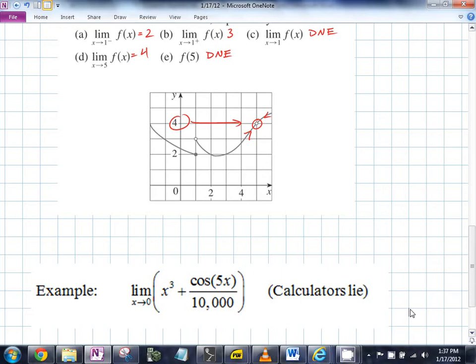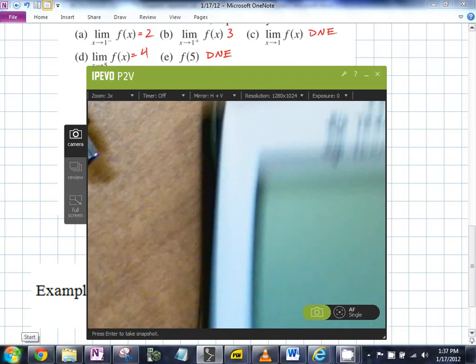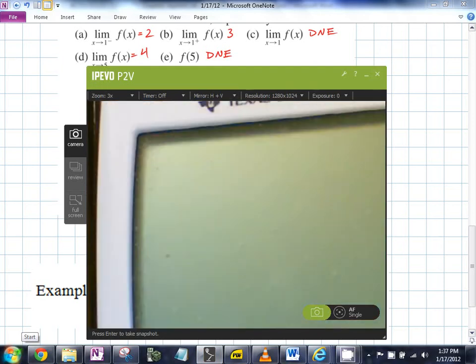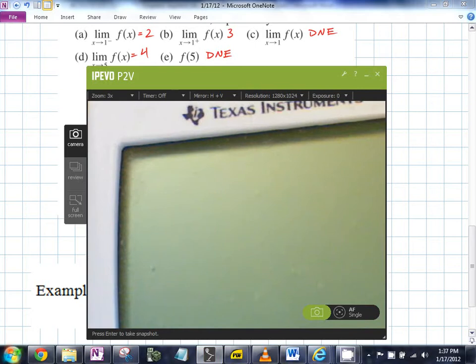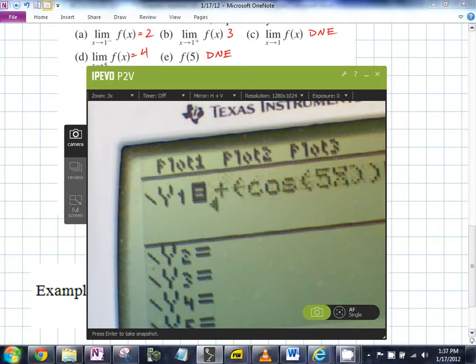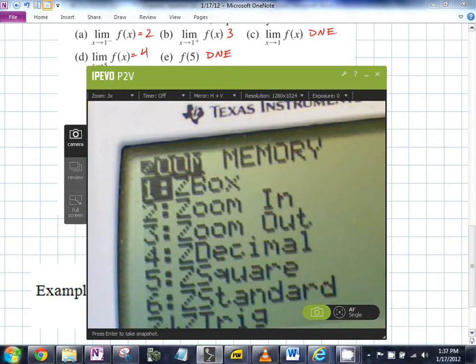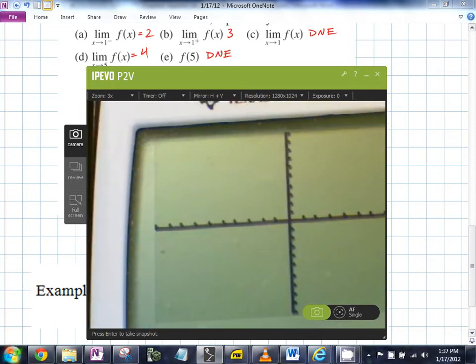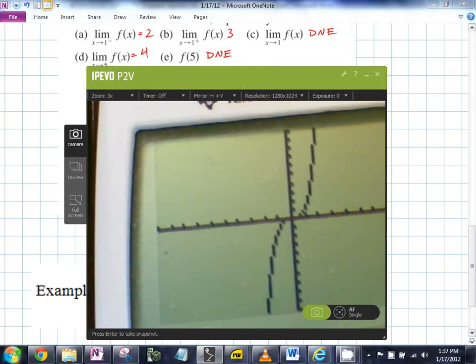1 10,000th, right? But if you were cruising along and you decided you wanted to graph this thing, you'd turn it on first. Y equals, hey, there it is: x cubed plus cosine 5x divided by 10,000. If you were to zoom standard, that's 6, it kind of looks like x cubed, and it really should. It's going to look like x cubed. So if you just looked at that, what does it look like the limit is as you go to 0? Looks like you go to 0, right?